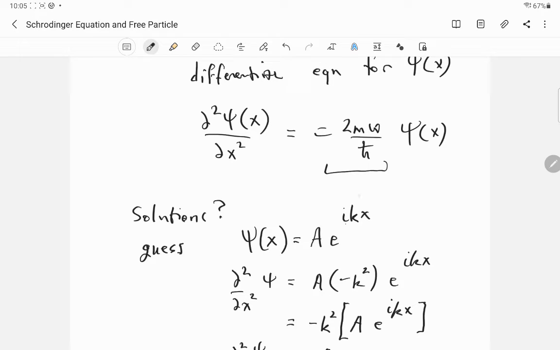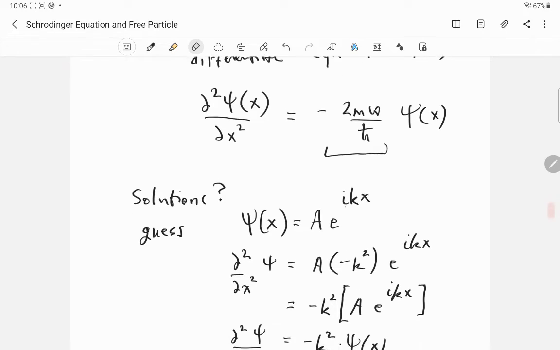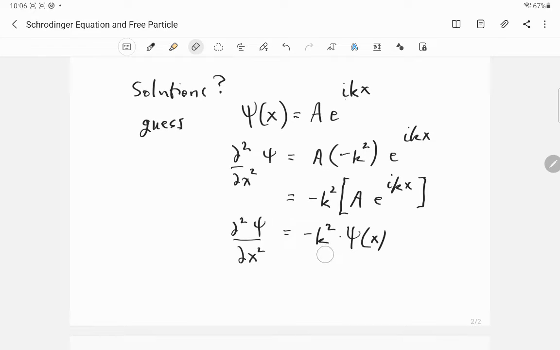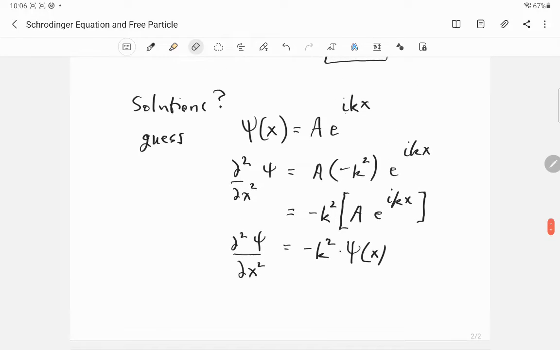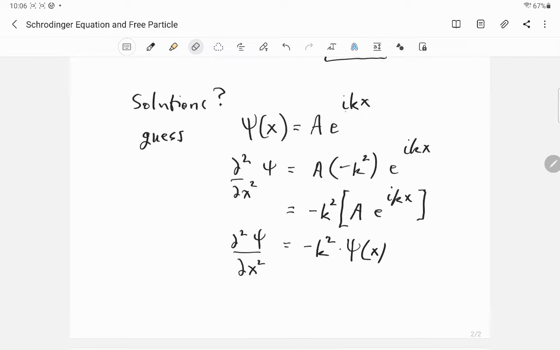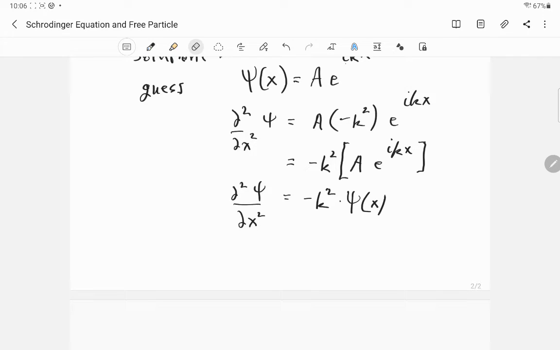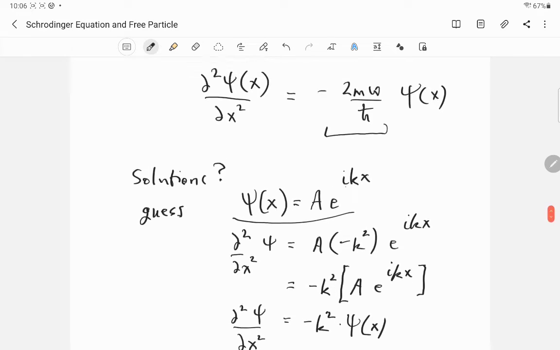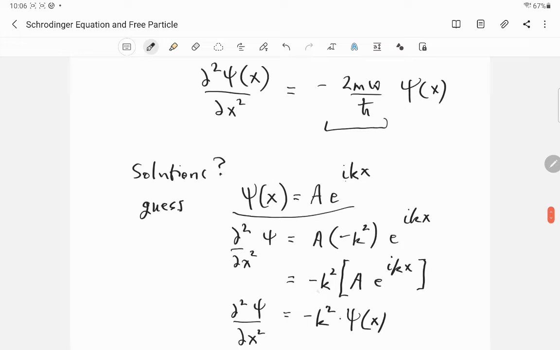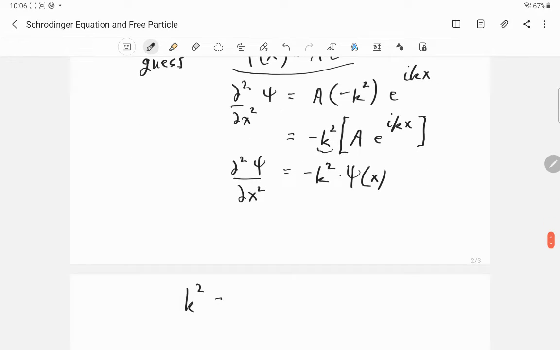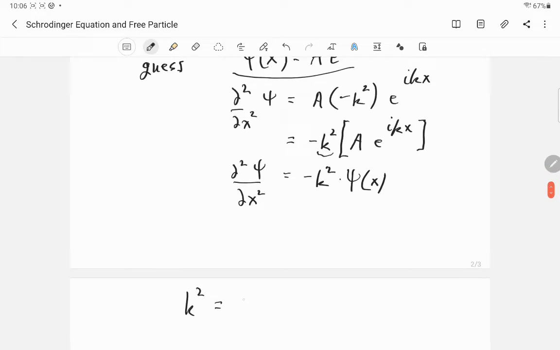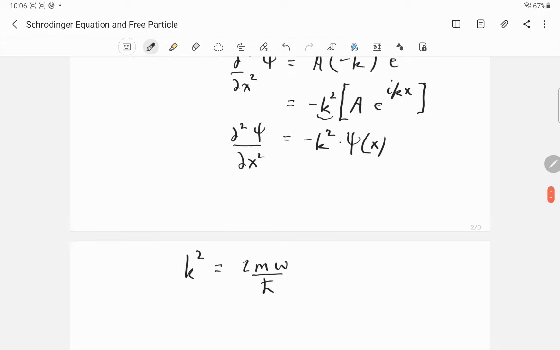Two space derivatives gives me a minus and then some factor, times the wave function itself. Actually, that's not the only solution in here, but I won't go there right now. If I want this guess to represent my problem, then what I need is this k squared equal to 2m omega over h bar, like this.